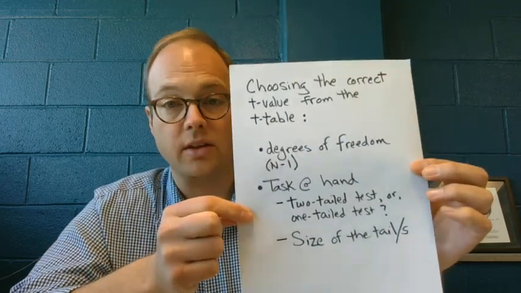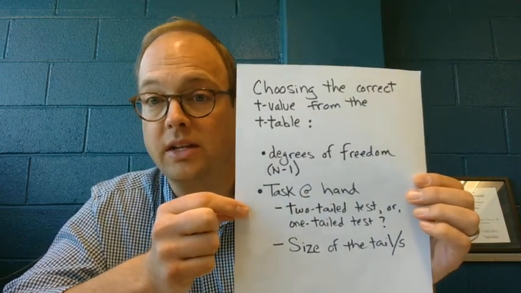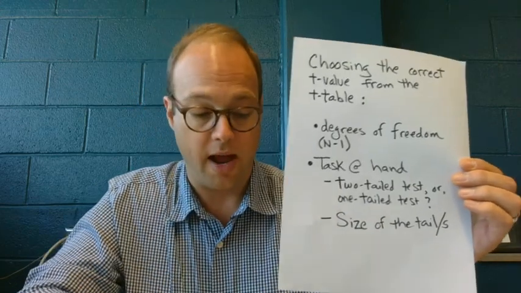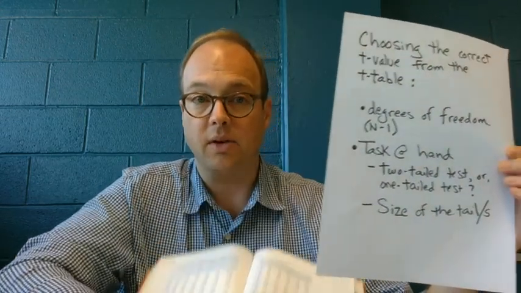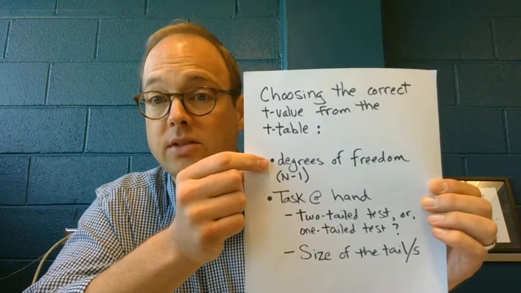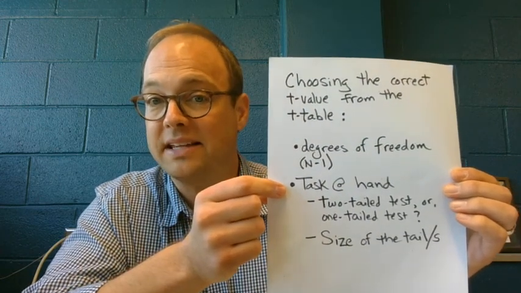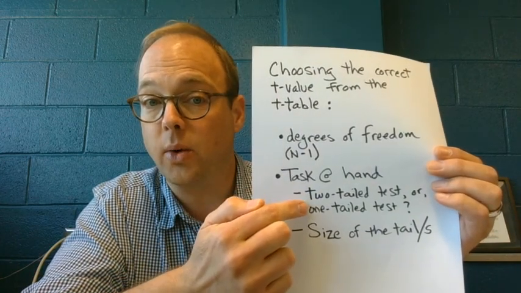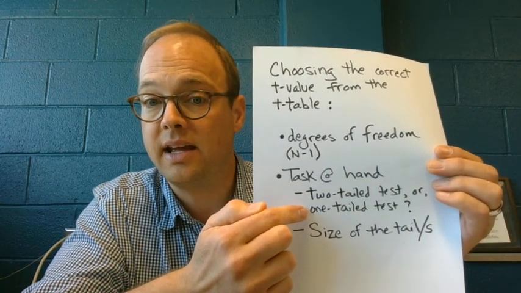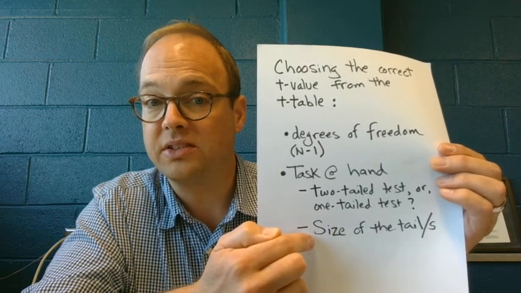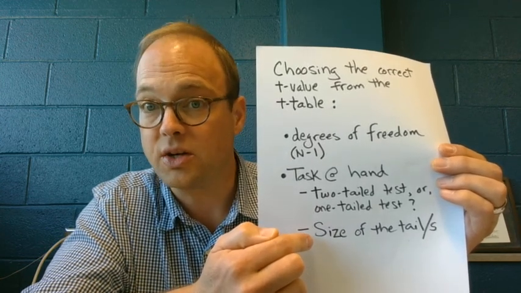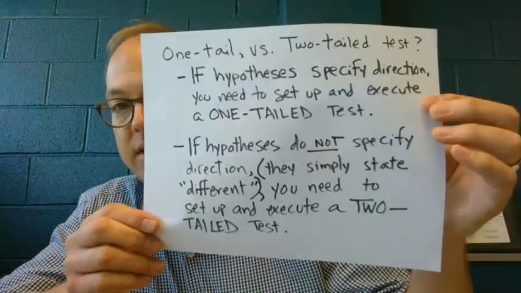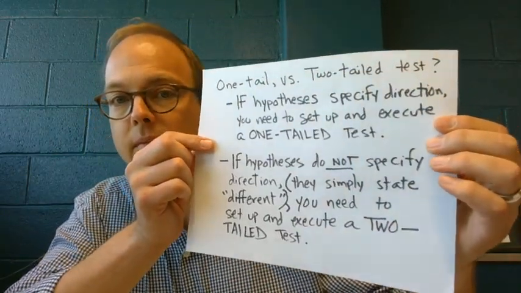So in sum, these are the two pieces of information you need to know in order to choose the correct t-value from the t-table. And those two pieces of information are the degrees of freedom, n-1, and the task at hand. And in order to determine the task at hand, you need to know whether you are conducting a two-tailed test or a one-tailed test, and you also need to know what the size of your critical region or rejection region or tail should be. Now, how do we know whether we're conducting a one-tailed test or a two-tailed test? Well, let's start here.